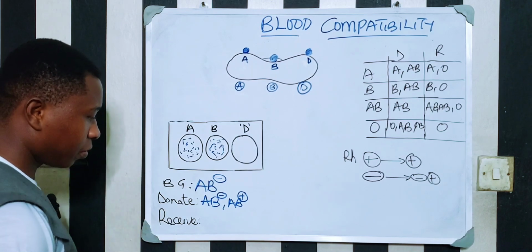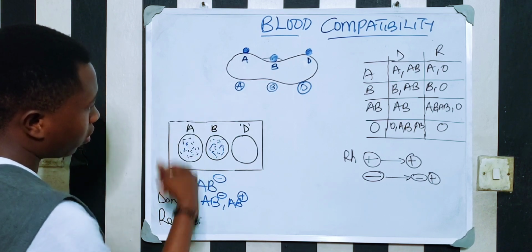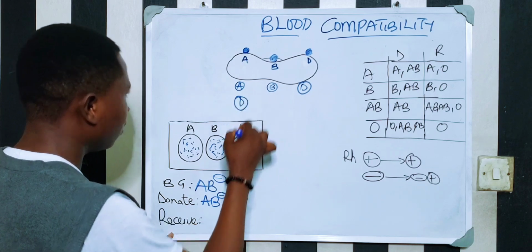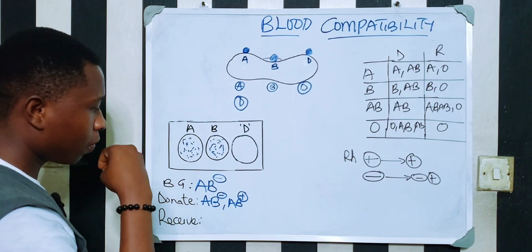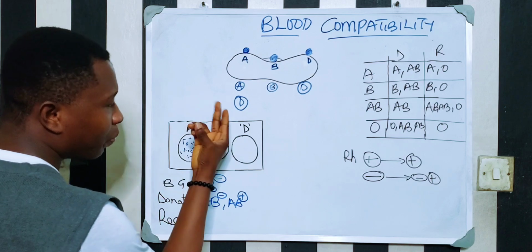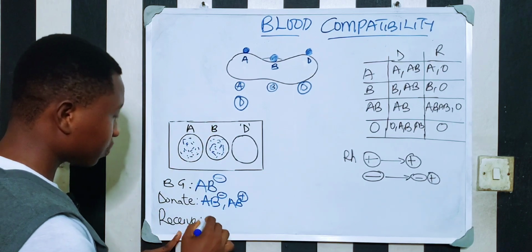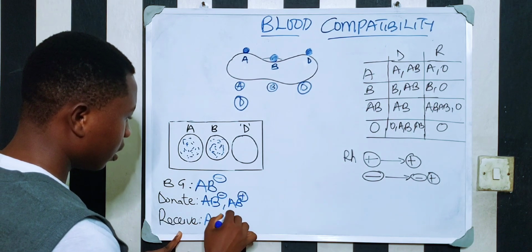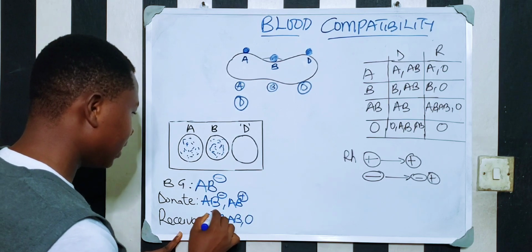Now, who can they receive from? There are no antibodies in the serum aside from antibody D that is present. So who can they receive from? They can only receive from the negative type. They can't receive from the positive type because the antibody is in circulation here. So they can only receive from A, B, AB, and O, but the negative type.